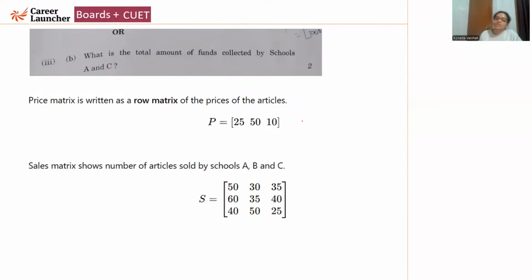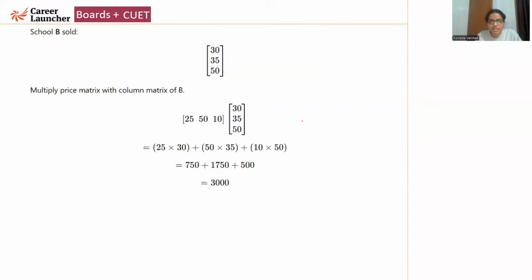एंड सेल्स मैट्रिक्स इज जस्ट द सेम टेबल जो आपको क्वेश्चन में गिवन था, उसको मैंने इससे एज्यूम कर लिया, राइट. अब जो मुझे बताना है कि वैल्यू जो है द स्कूल बी सोल्ड कितना वैल्यू होगा, सो यू विल हैव टू सिंपली मल्टीप्लाई द टू वंस. So I'm multiplying the row matrix with the column matrix, and 3000 should be the answer for this particular part.